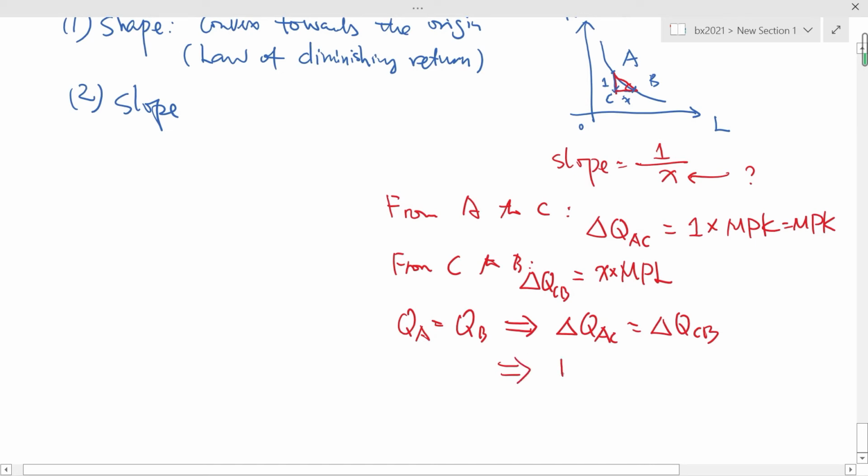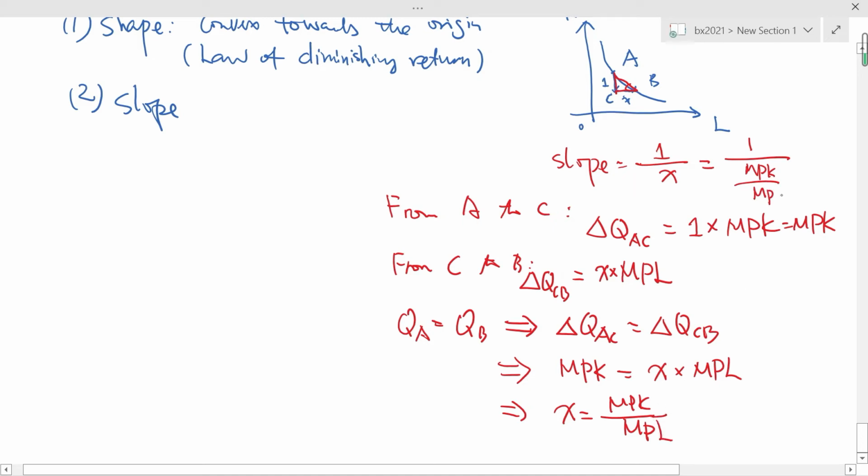So this implies that MPK is equal to X times MPL, or dividing both sides by MPL, X is equal to MPK over MPL. So now we see that we have worked out what X is. The slope is 1 over X, which is 1 over MPK over MPL. Multiply both top and bottom by MPL, and this cancels out with this. So we get MPL over MPK.